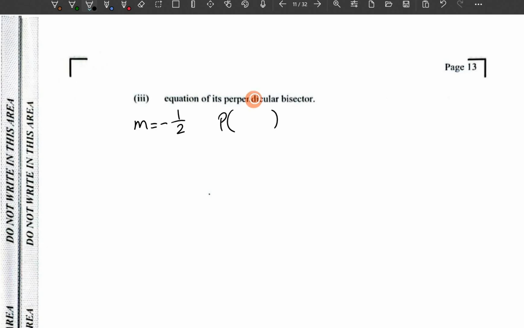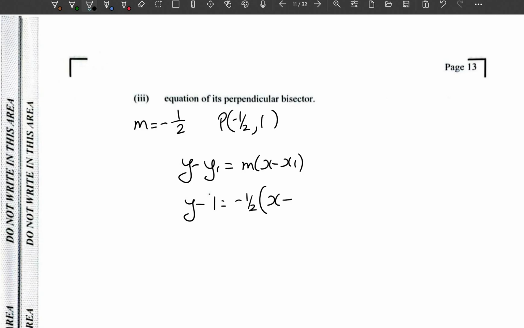One point on the perpendicular bisector would be the midpoint of AB because the bisector passes through the midpoint. That's -1/2, 1. Setting up the line equation, y minus y1 is equal to m into x minus x1. So y minus 1 is equal to -1/2 into x minus -1/2. So y minus 1 is equal to, we have -1/2 x, then we have minus by -1/2, this would be +1/2, -1/2 by +1/2, that's -1/4.